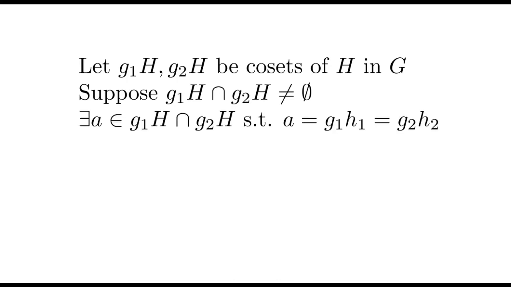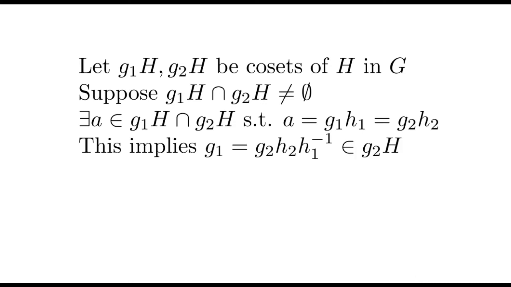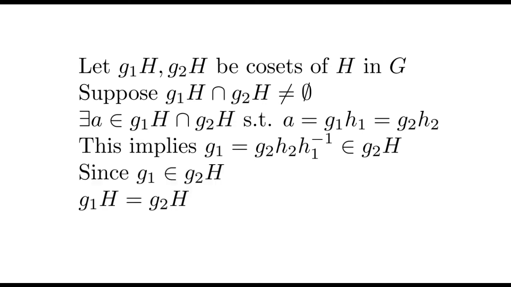Then there exists an element a in both sets such that a equals g1h1, which is equal to g2h2, since it's an element of both sets. This implies that g1 is equal to g2h2h1 inverse, which is an element of g2H. So by our equivalent statements from before, g1H is g2H. So we've shown that if two cosets are not distinct, they're just the same.